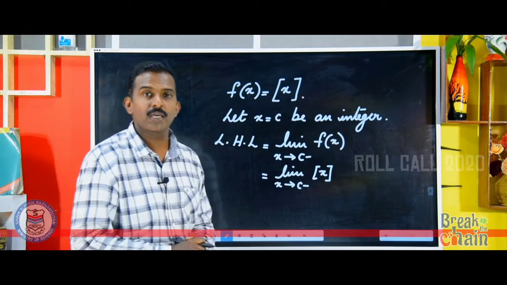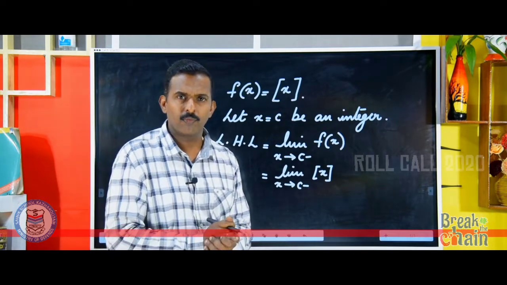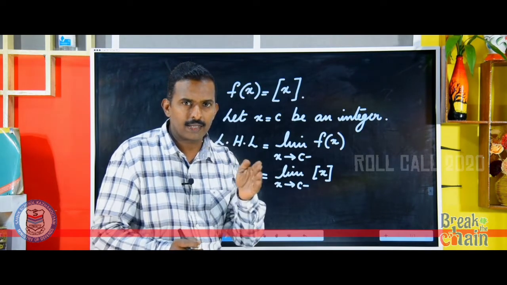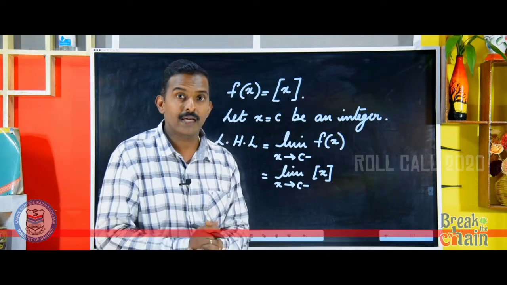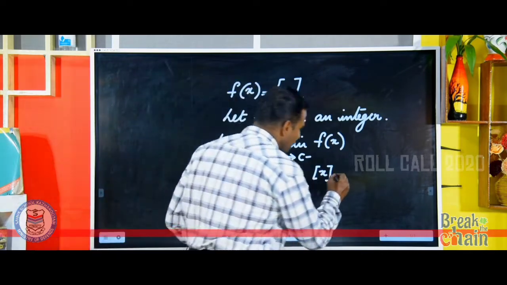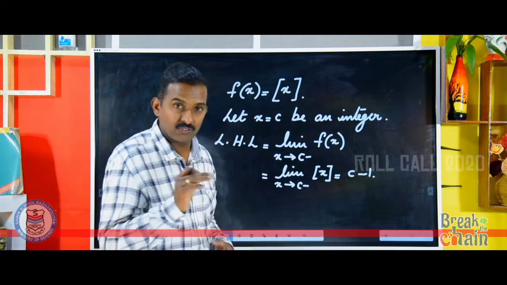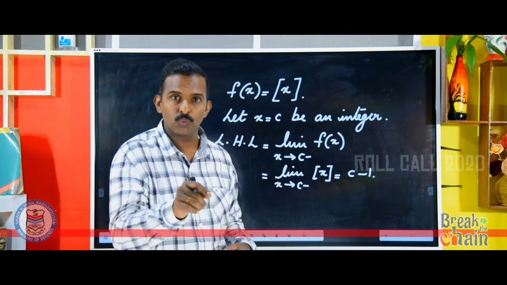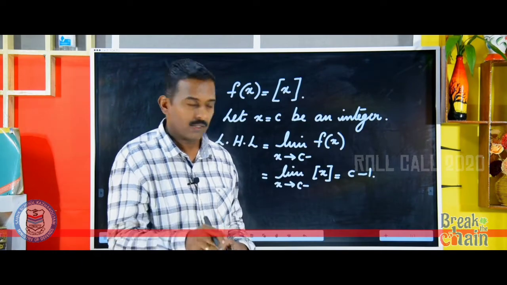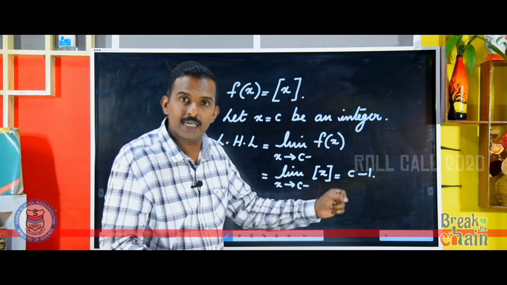Limit x tends to c minus of the greatest integer function. Now you take any example, that will be very good. For x equal to 3, 3 minus, the greatest integer value is 2. Therefore the answer to this one will be c minus 1. For 3 minus it will be 2. For 2 minus it will be 1. Therefore the left hand limit at c, an integer, will be c minus 1.